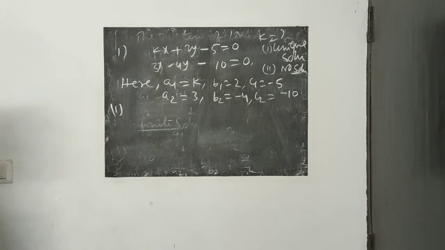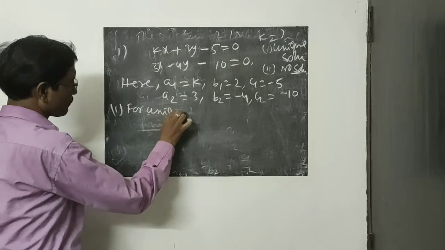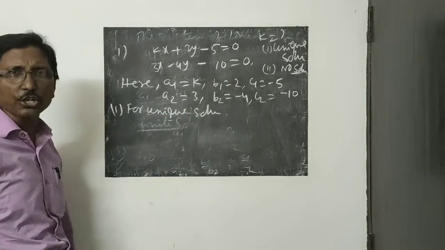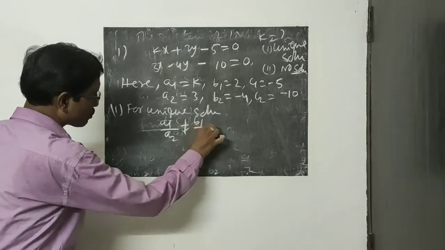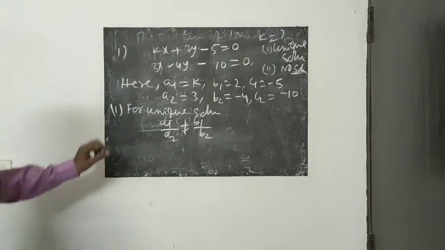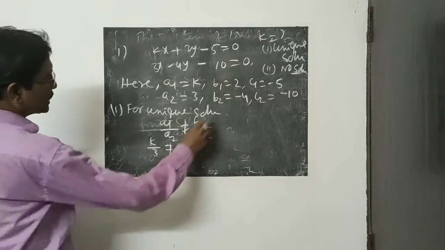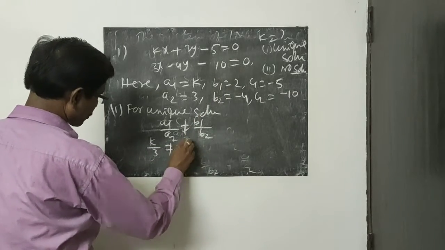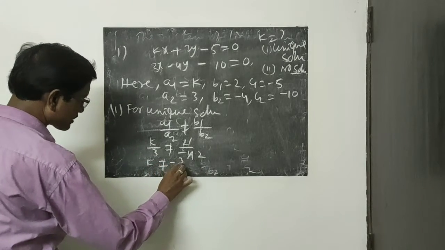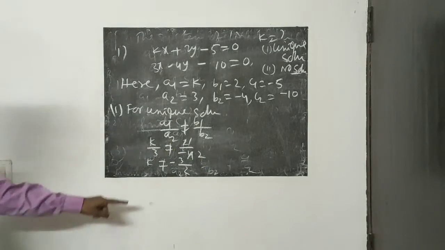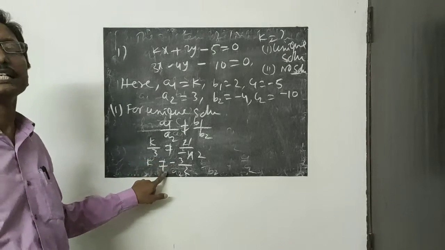The first condition: for a unique solution you have to get the value of k. For a unique solution, the condition is a1 by a2 not equal to b1 by b2. So k by 3 is not equal to 2 by minus 4, and cancelling by 2, 1 by minus 2. So k should not be minus 3 by 2. Taking the 3 across, k is not equal to minus 3 by 2, so the value of k should not be minus 3 by 2.